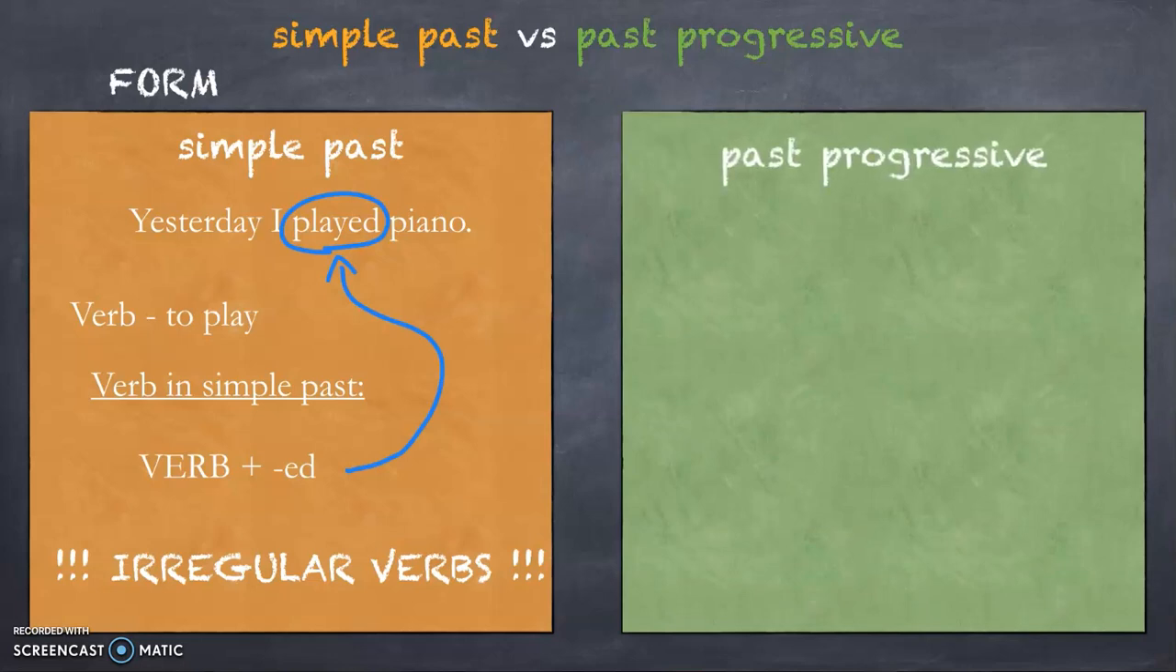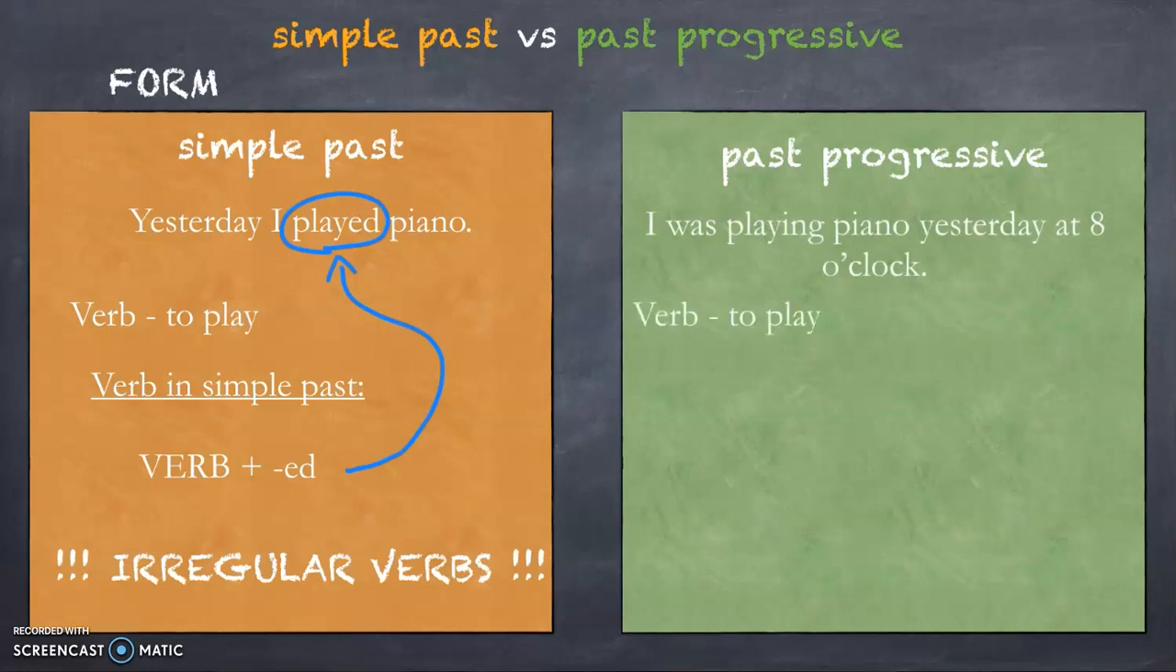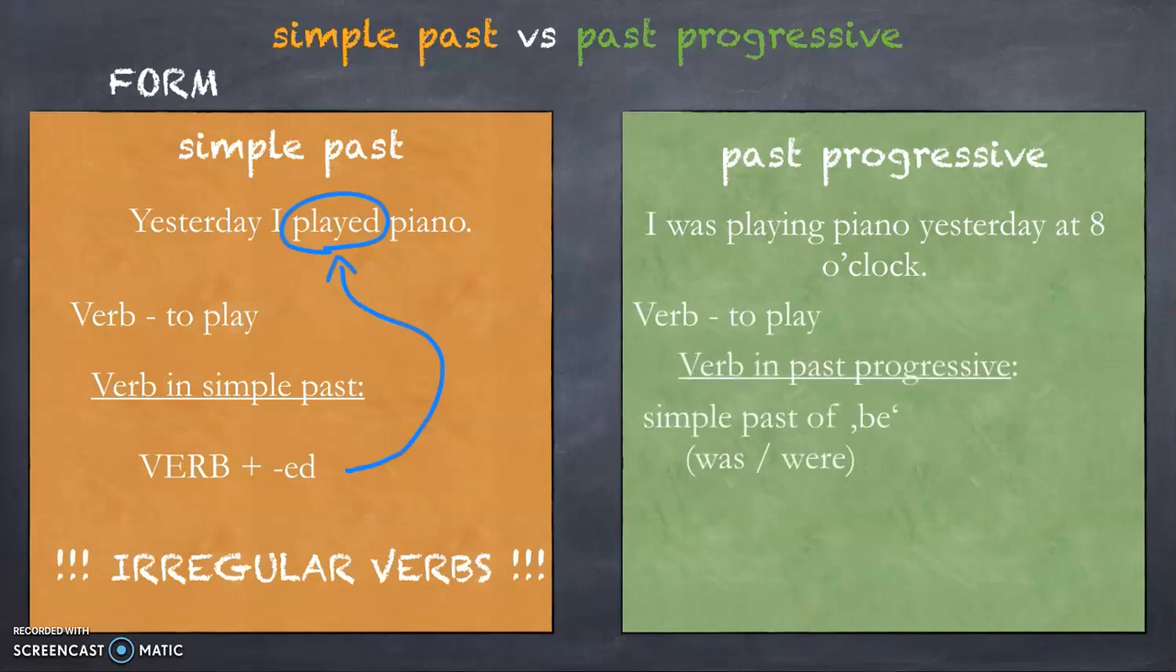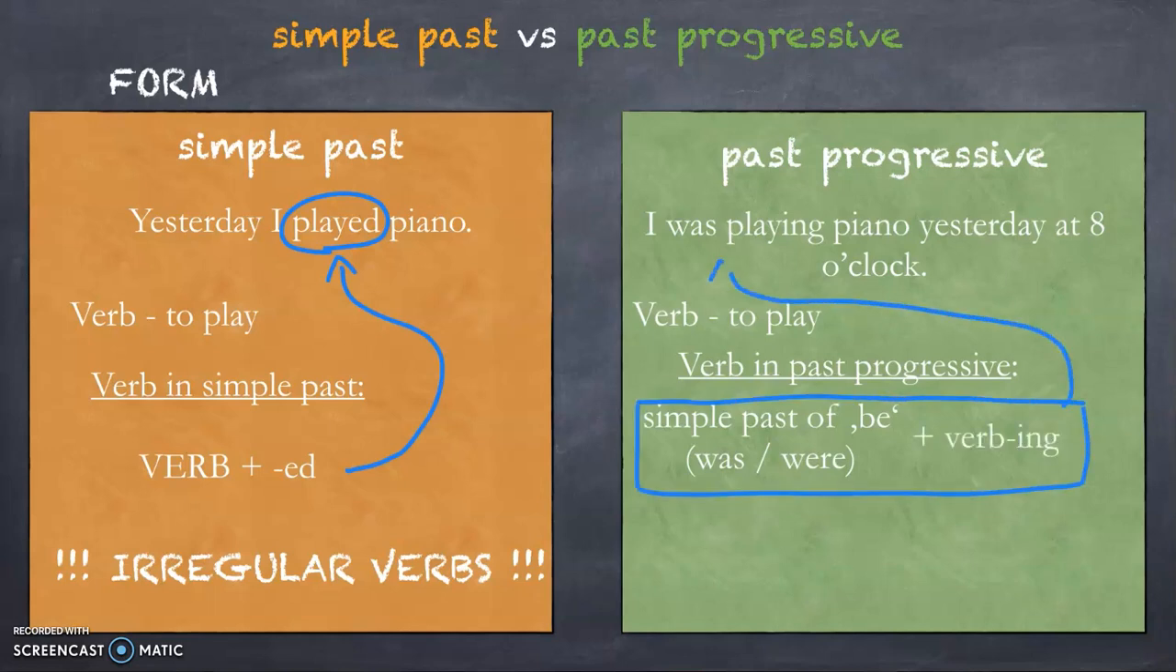Here is example sentence 2. I was playing piano yesterday at 8 o'clock. The verb is still to play, and in the past progressive you have a form of be, a simple past form of be. Those are was or were, and we have the verb with an ing ending. As you can see in this example sentence, I was playing piano, and so on. We have was, which is the form of be, and the verb play has an ing ending.